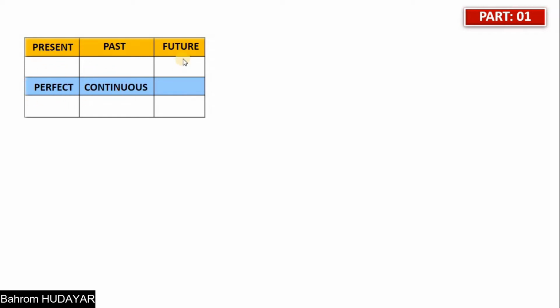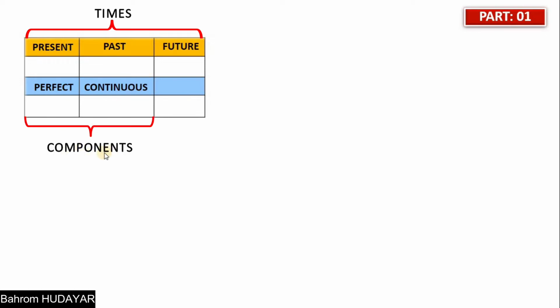Okay, present, past, and future. These are times. We're gonna call them times for now. And perfect and continuous, these are components. We're gonna call them components for now. We have three different time periods and two components.